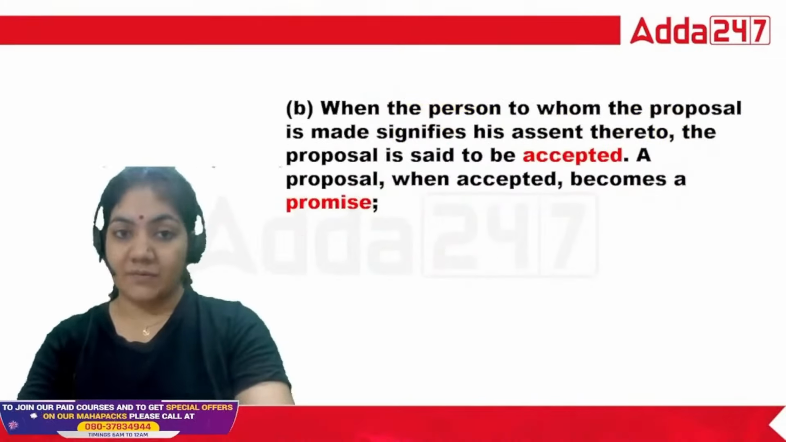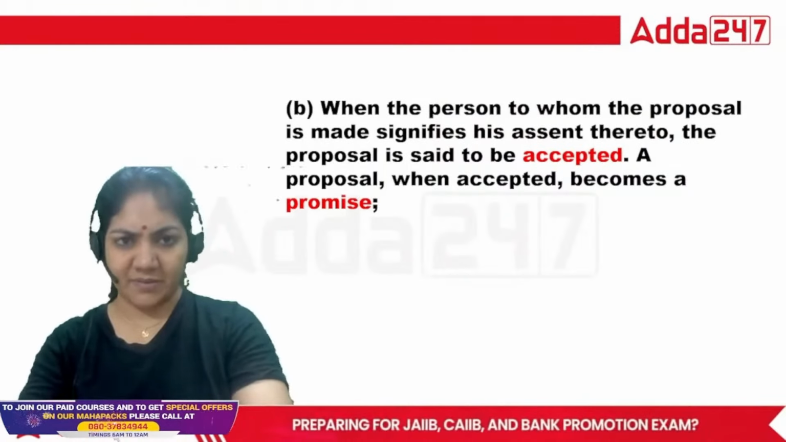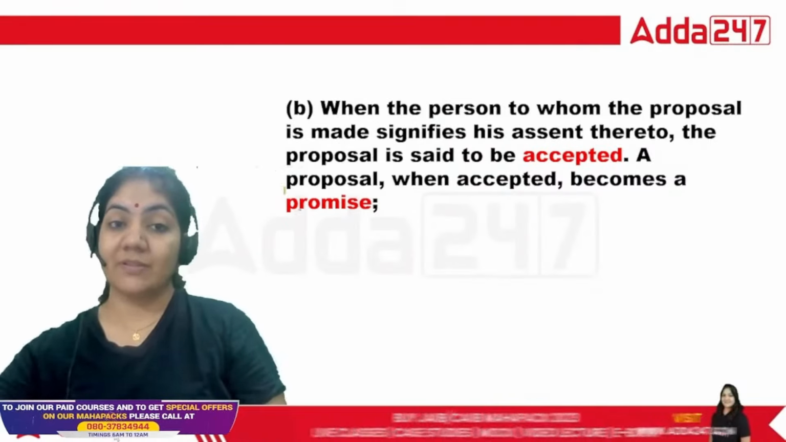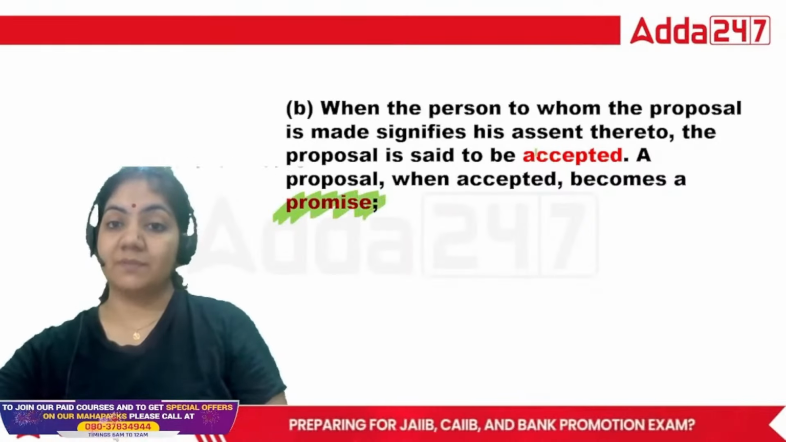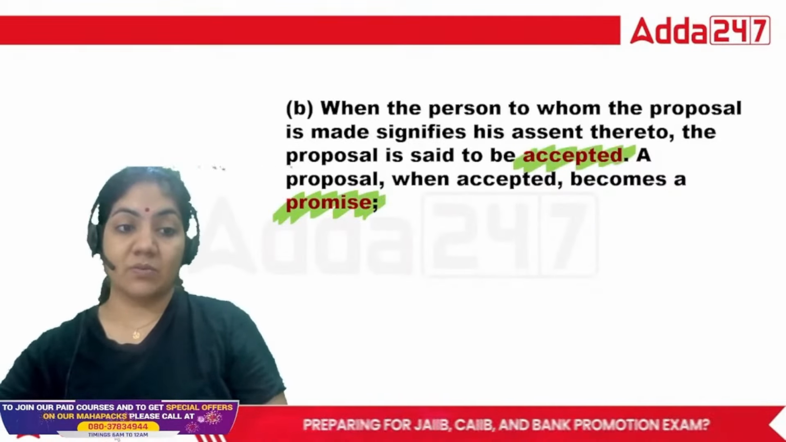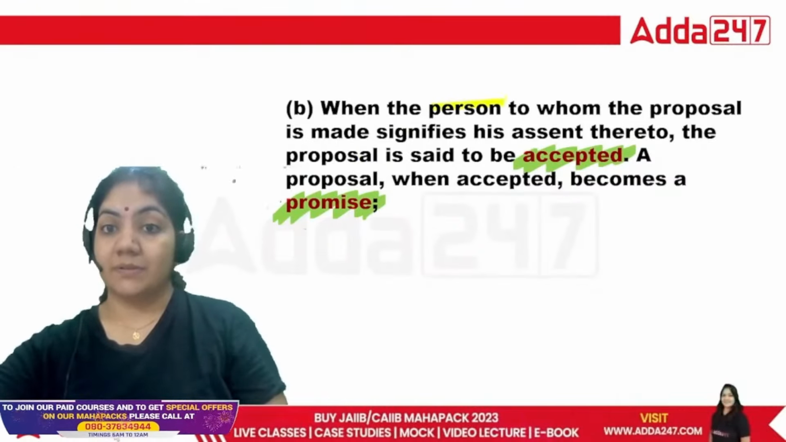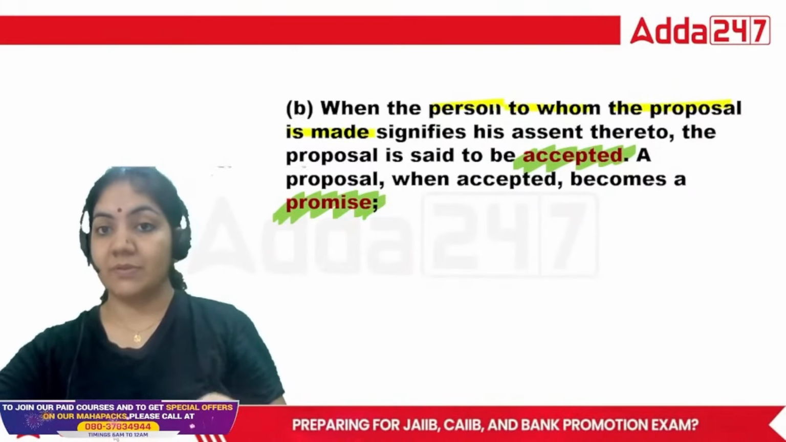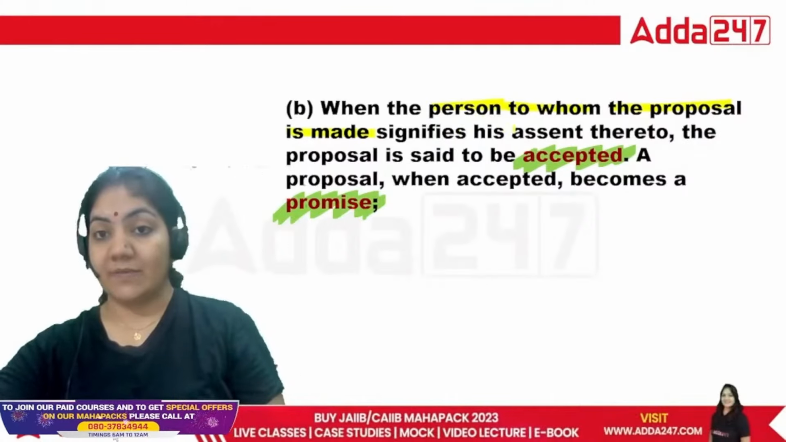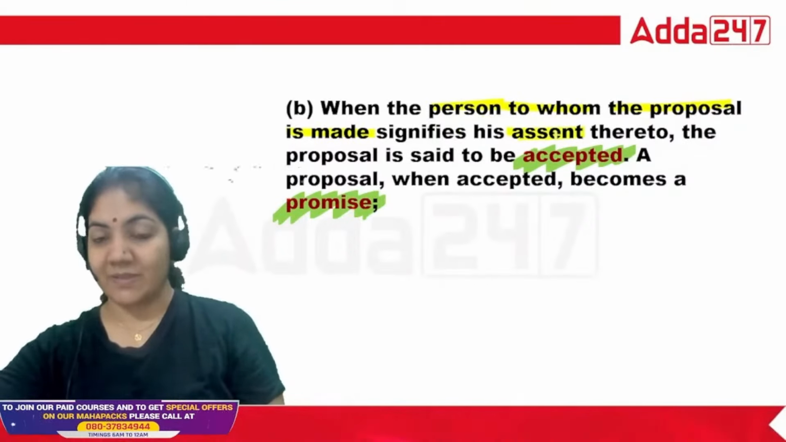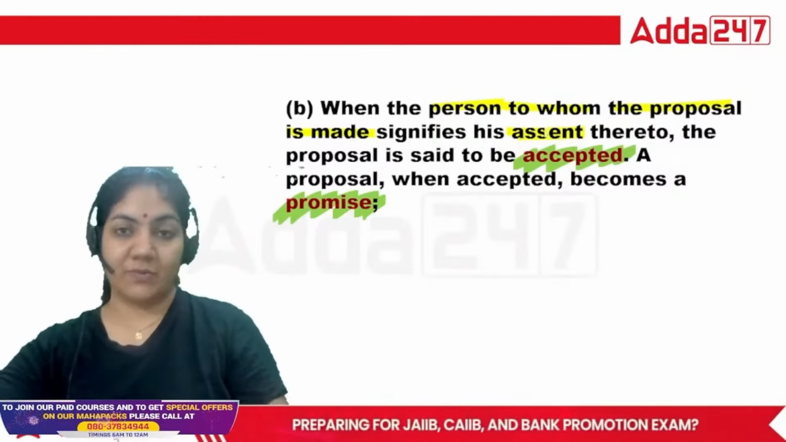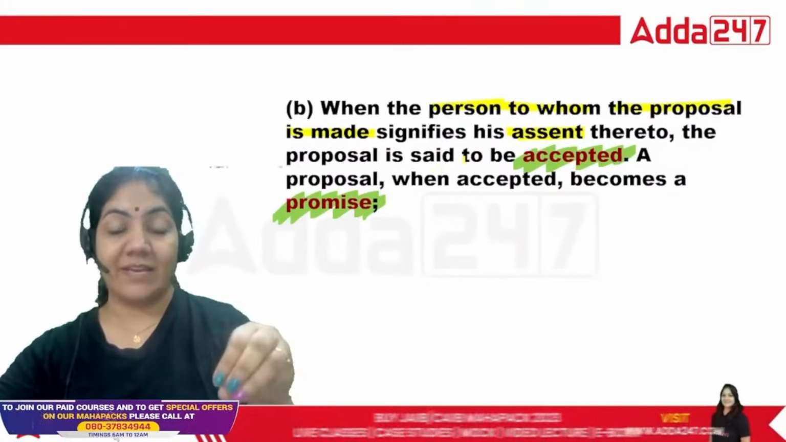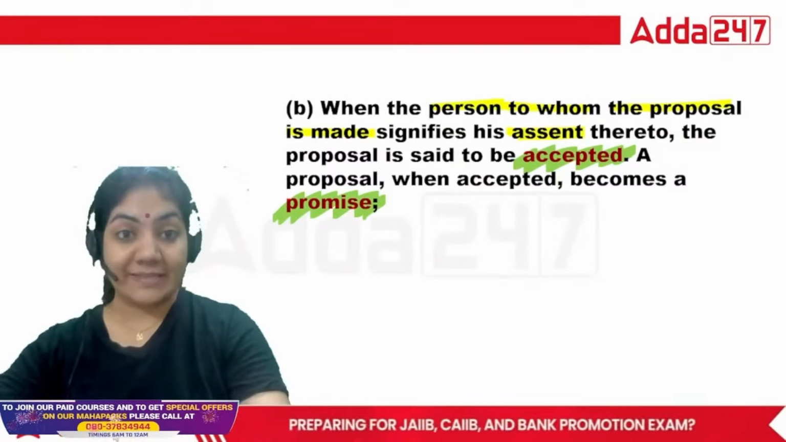Next, after the offer, the opposite party will accept it, right? Now, in Section B, no need to learn the section number, guys. In B, promise is written, accepted is written. So what is accepted? When the person to whom the proposal is made signifies his assent. Assent means the opposite party says, yes, I want to purchase your car. When the proposal is given assent by the other person, that is called accepted.